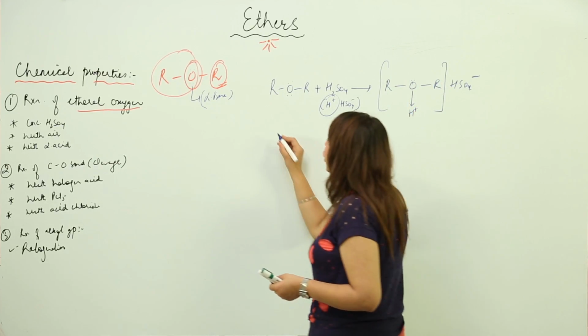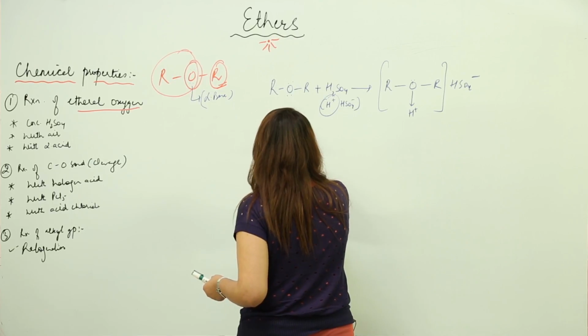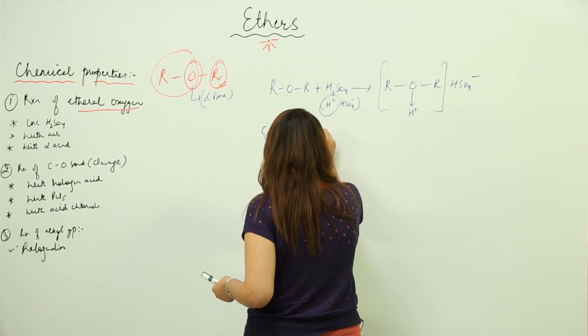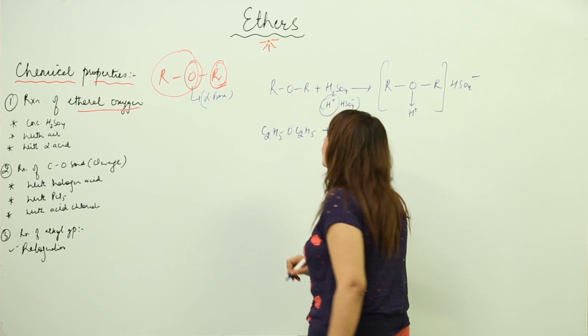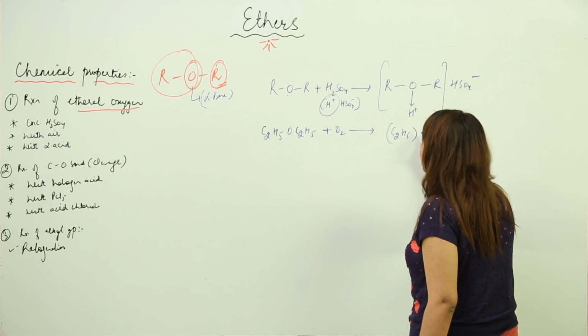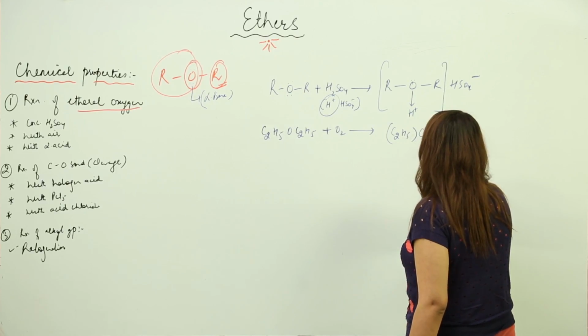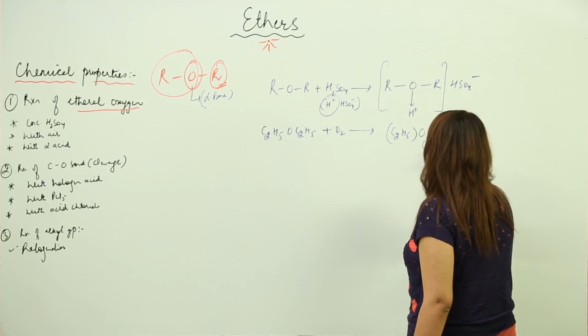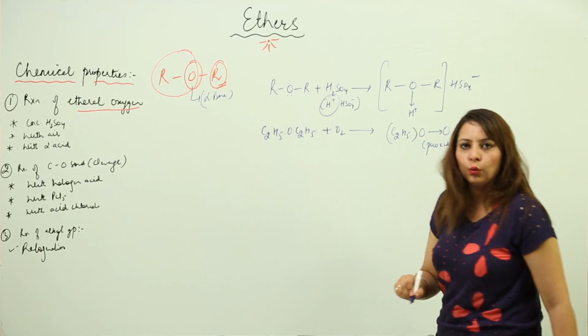Second is with air. If you have an ether, I'll take an example here. Suppose I have this ether, and I react it with air. What happens when it reacts with air? It forms the peroxide, which again involves a coordinate bond with one O.